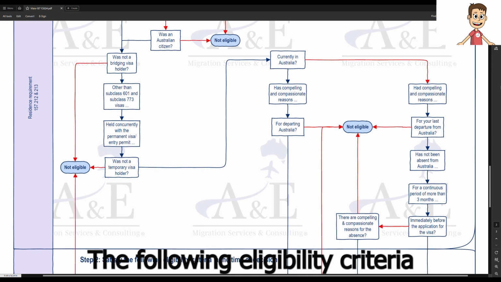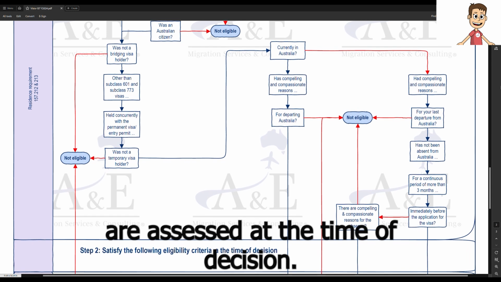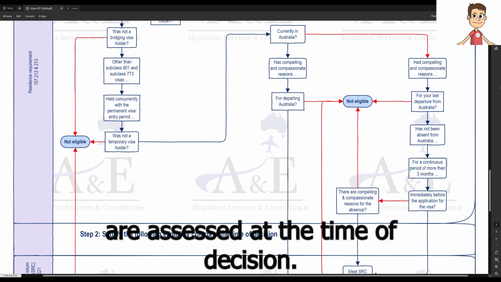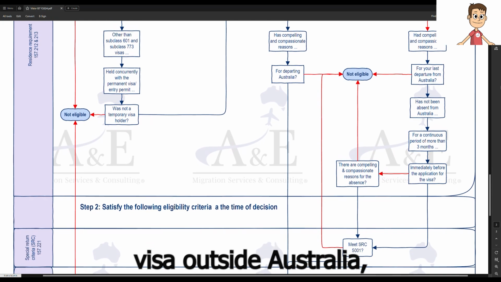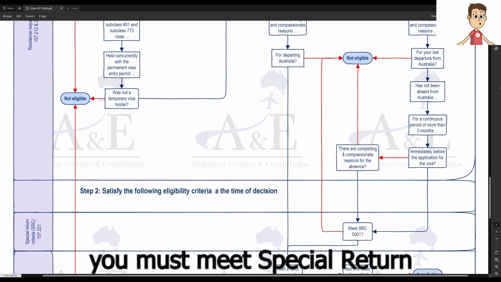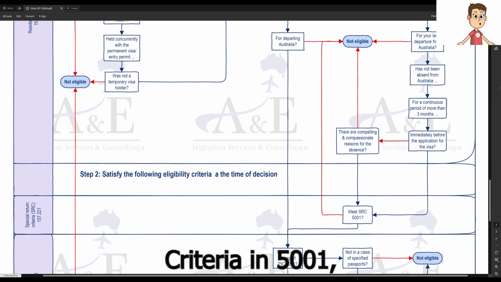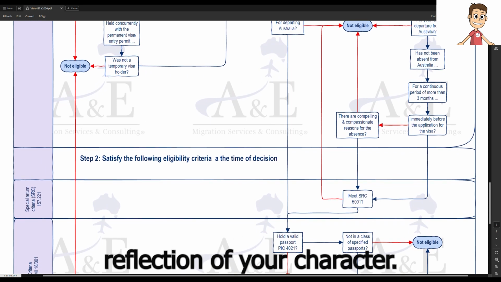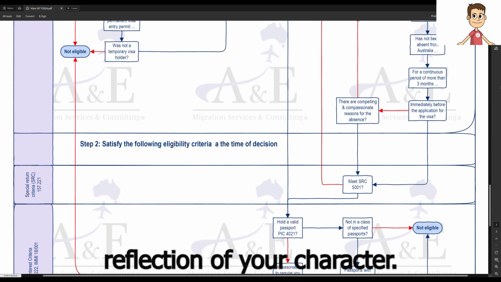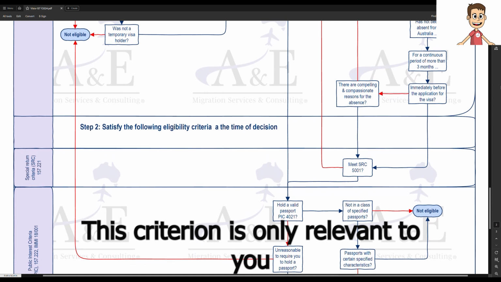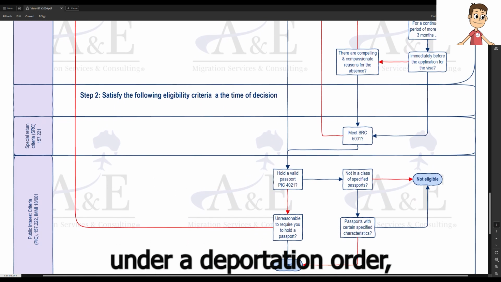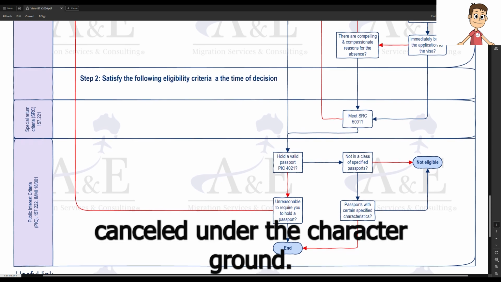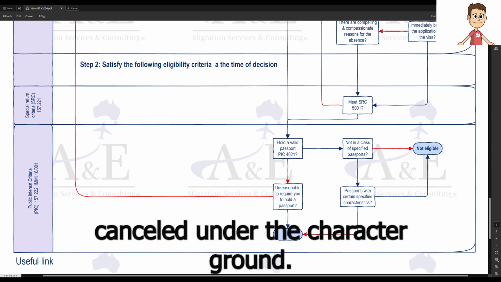The following eligibility criteria are assessed at the time of decision. If you apply for this visa outside Australia, you must meet Special Return Criterion 5001, which is also a reflection of your character. This criterion is only relevant to you if you left Australia under a deportation order, or you had a visa cancelled under the character ground.